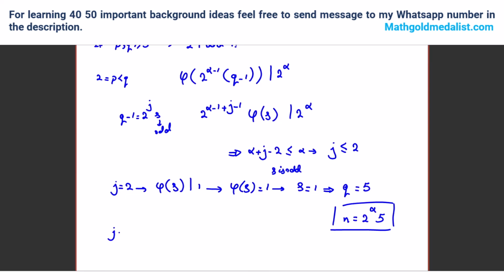Okay. Now in the next step we can say if j is 1, then phi of s divides what? Phi of s divides 2. So phi of s is what or what? Phi of s is 1 or 2. If phi of s is 1, then s is what?